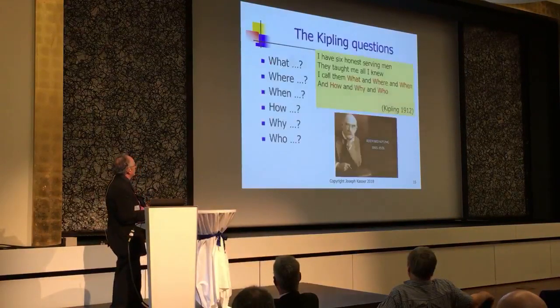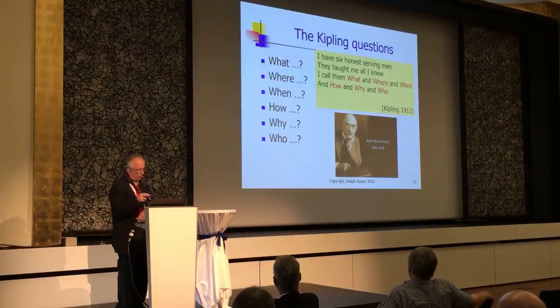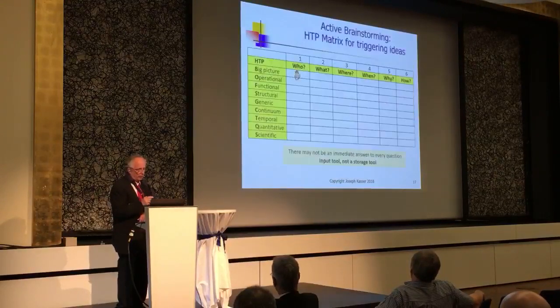The Kipling questions. This is Rudyard Kipling in the Just So stories. What, where, when, how, why, and who? These are questions newspaper reporters use as well. And so I show this active brainstorming matrix. Traditional brainstorming is great. It suffers from a number of defects, and one of them is ideas are not prompted. But you can look at those holistic thinking perspectives, big picture, operational, functional, structural, and so on, and you can ask questions.